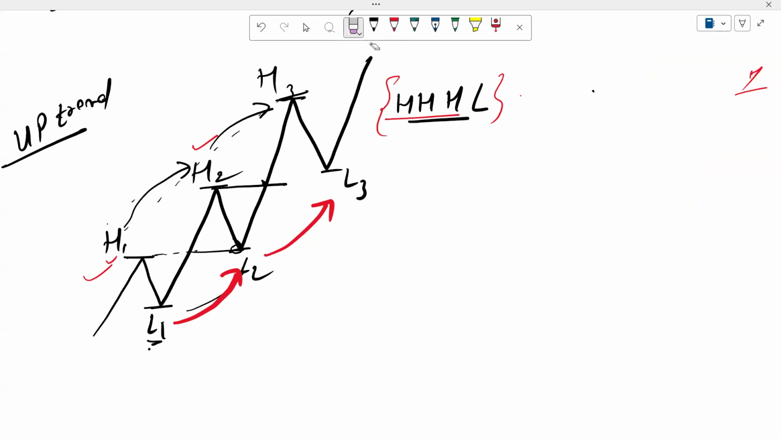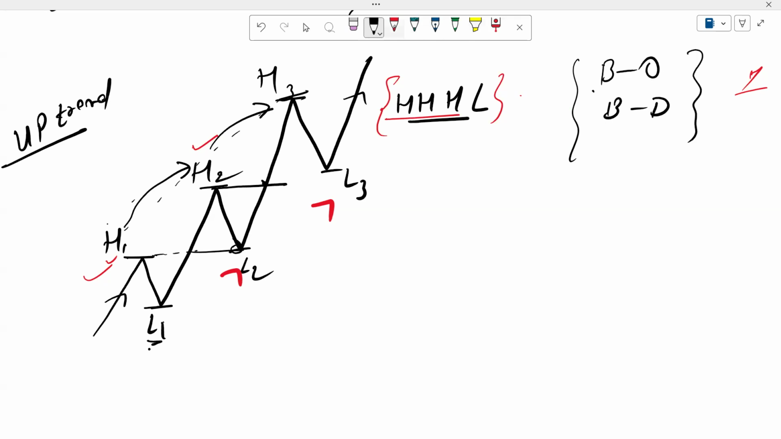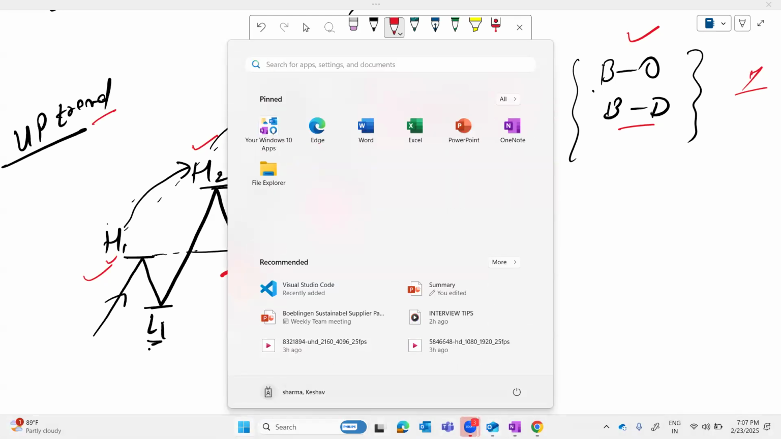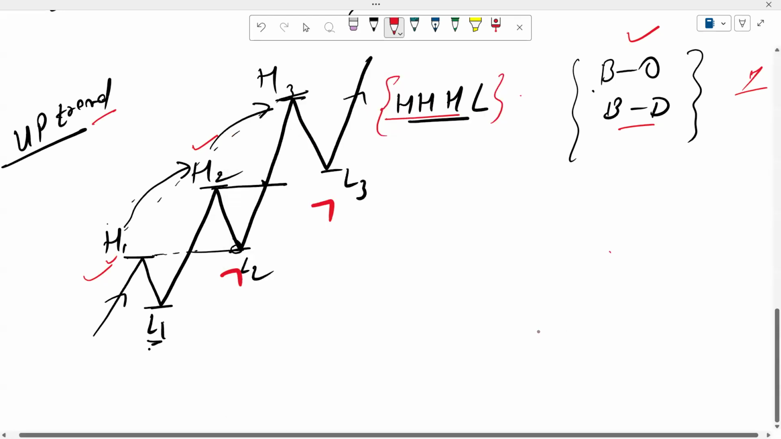Now focus on this. Okay, why am I explaining this? See, in an uptrend, what you guys will look for is a breakout or a breakdown. There are two elements, either a breakout or a breakdown. So what is the surprising element? Can anybody tell me, is it a breakout or a breakdown? Somebody is saying breakout, somebody is saying breakdown.